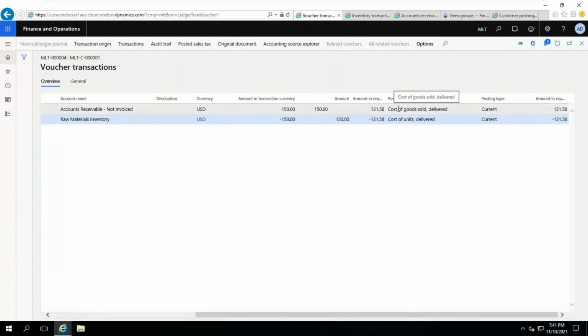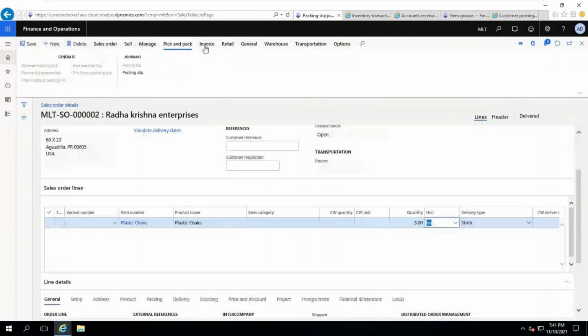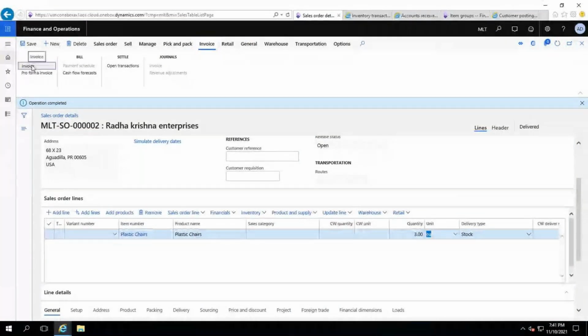Cost of material, cost of goods sold delivered account debit, cost of units delivered account credit. This will be reversed at the time of invoice. Okay, any doubts? I'm doing the invoice without any errors. It will be posted because the invoice was already posted earlier. Now it will be posted without any errors. Any questions, please?